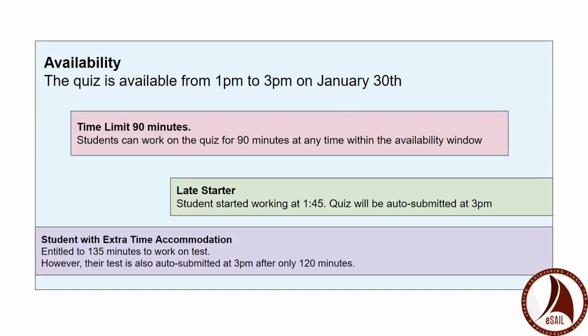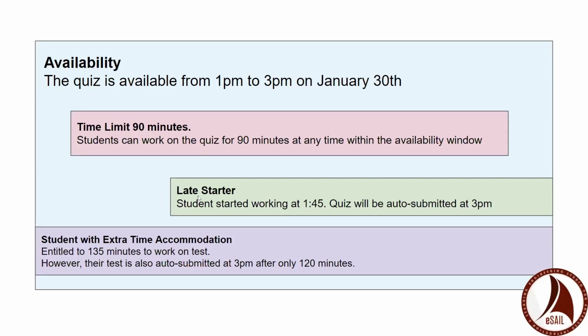So let's talk about the time settings for a quiz. The availability date creates this window where students can enter the quiz and the quiz is available to them. Before and after those availability dates, students may be able to see the quiz title, but they cannot enter or work on the quiz. So the quiz availability window overrides all of the other time settings.